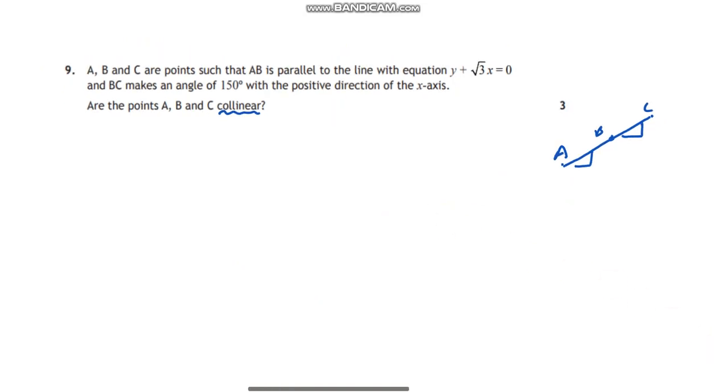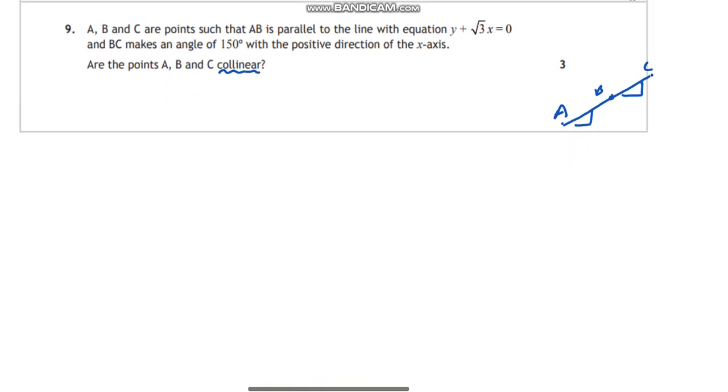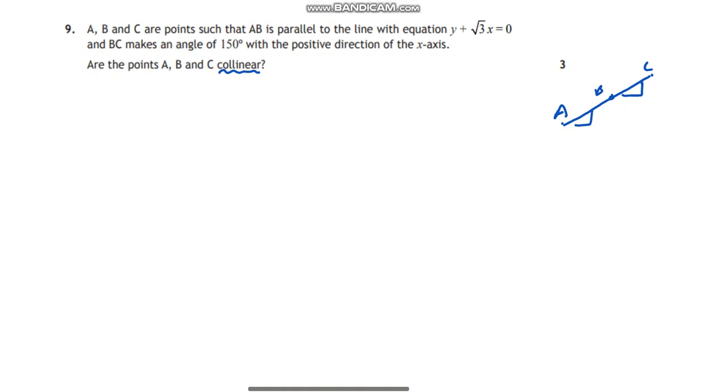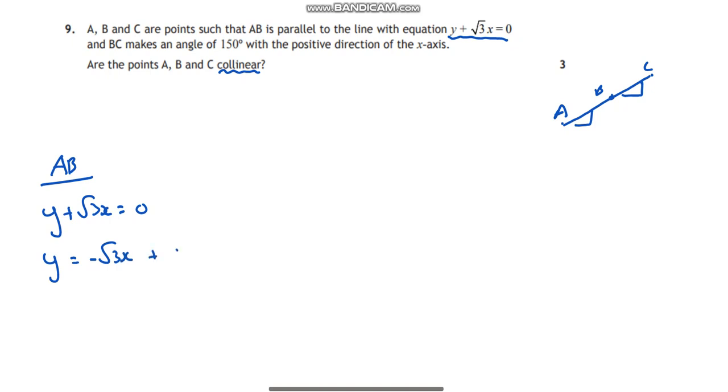So the first one, how do you know what the gradient of this line here is? Well, we have to rearrange it first. ABC are points, and AB is parallel with that equation there, so it's the same gradient as that one. So y plus root 3x equals 0 means y is equal to negative root 3x. There's no intercept. The gradient of that is therefore negative root 3 over 1, or you just say negative root 3. So that's my gradient for line AB.